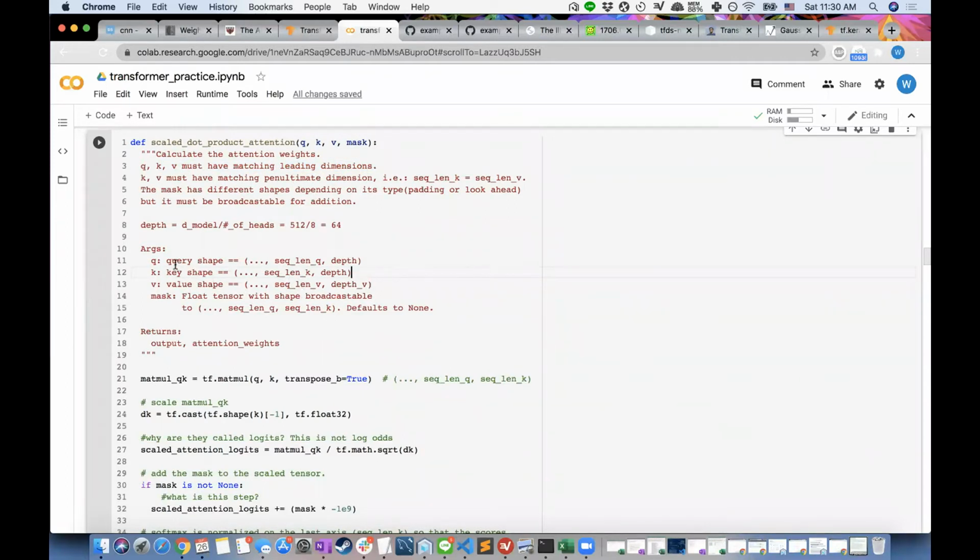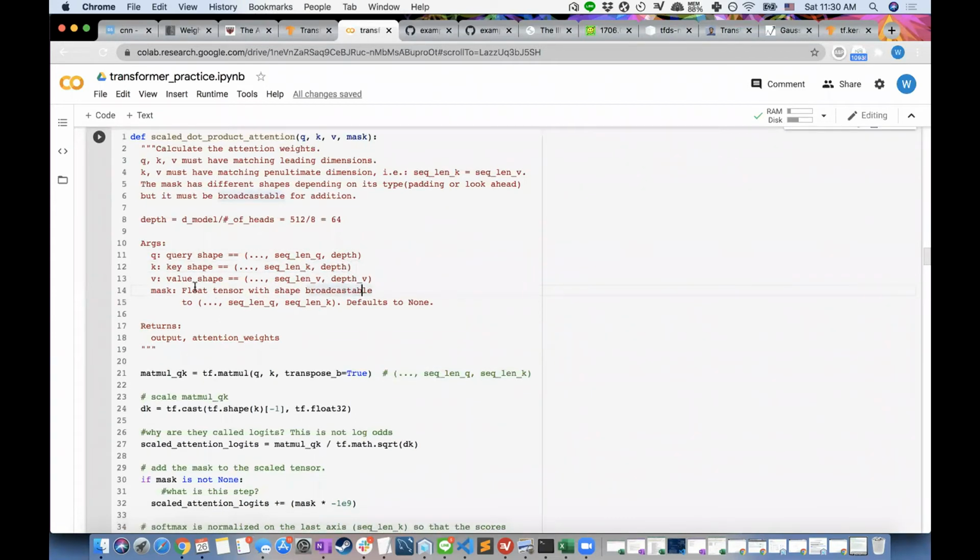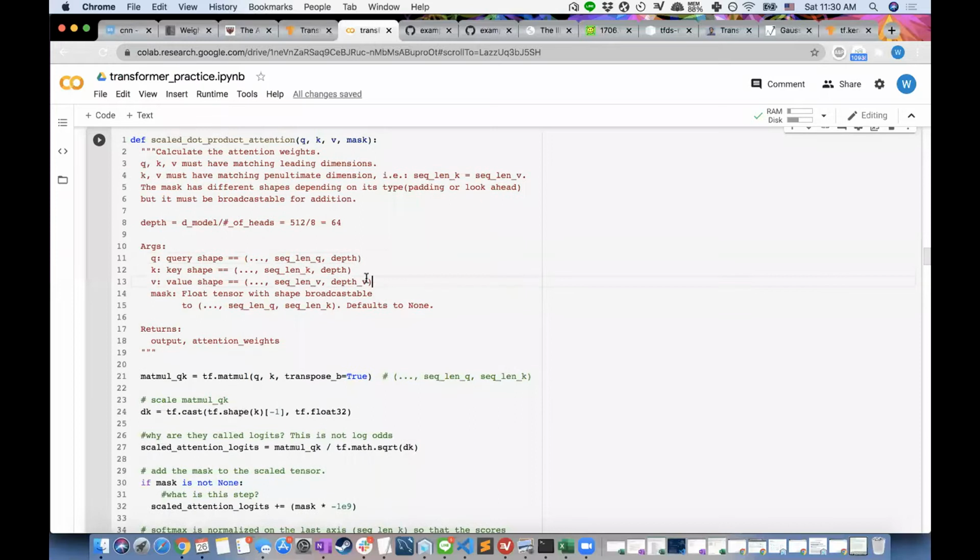So query shape Q should be sequence length Q, depth; key shape, sequence length K, depth; and depth is d_model divided by number of heads, right? So 512 divided by 8, that's 64. We use a batch size of 64 as well, so don't confuse this 64 and the batch size. It can be confusing. And same thing, sequence length V, depth V.